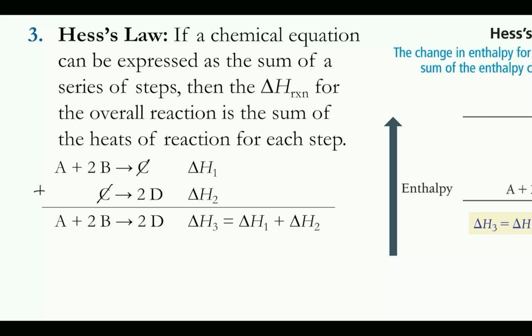Because when I add these 2 together, before simplifying, this would have been A plus 2B plus C goes to C plus 2D. But since C is on both sides, we can cancel that. That works really well for this one, but when things get a little more complicated, it's not quite as simple. But that's the basic idea. If I can get C on both sides, I can cancel it out.